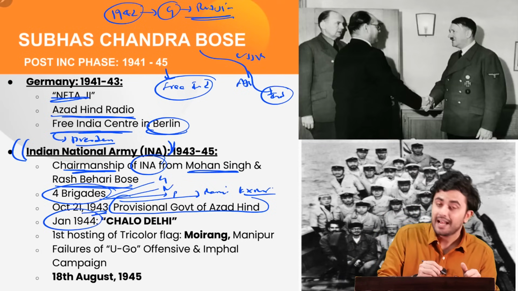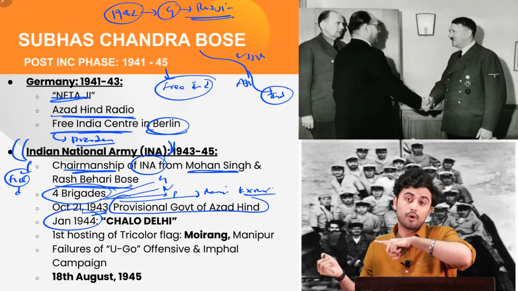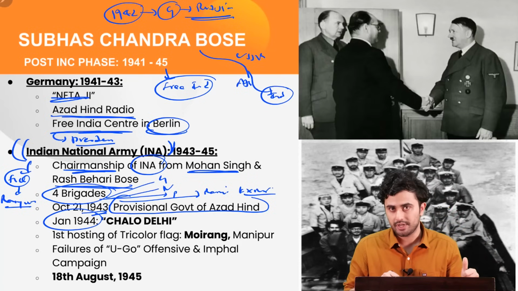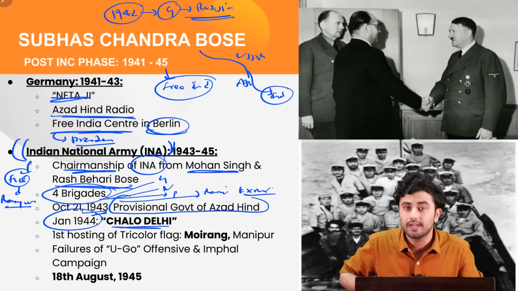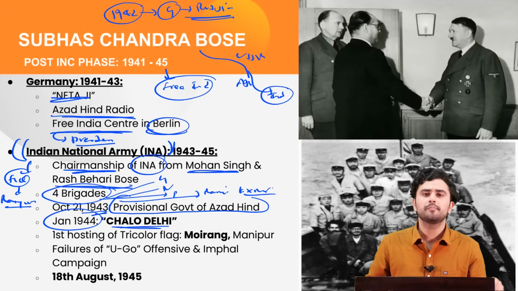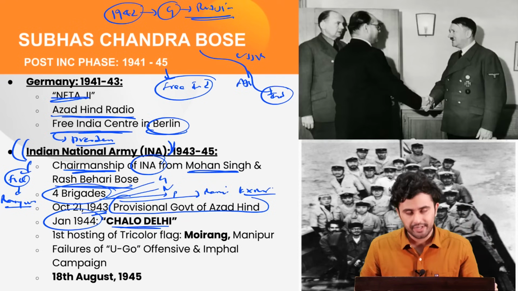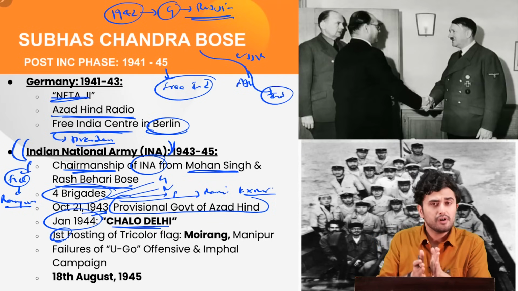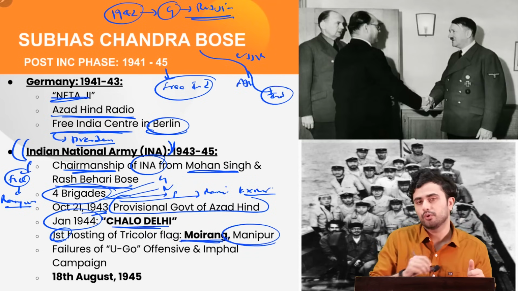And in January 1944, the headquarters of the Indian National Army was shifted from Singapore to Rangoon in Myanmar, which was then captured by the Japanese. It was here that he gave the clarion call of Chalo Delhi. And it was here, while addressing the soldiers to inspire them, that he said the famous lines, "You give me blood, I shall give you freedom." Also, the INA hoisted the first tricolor flag on Indian mainland in Moirang, Manipur.